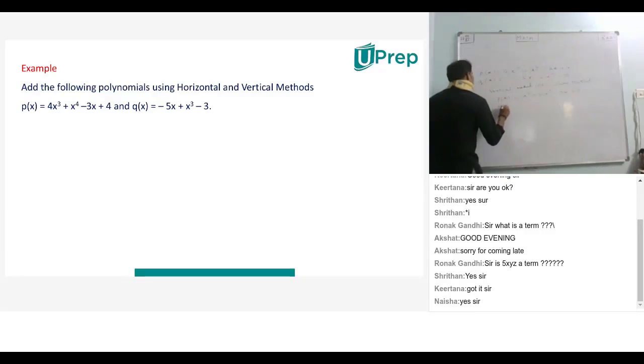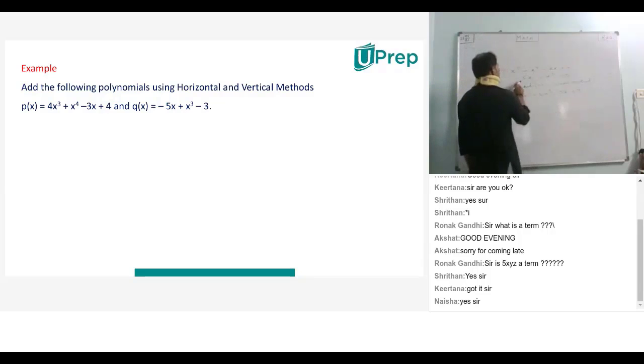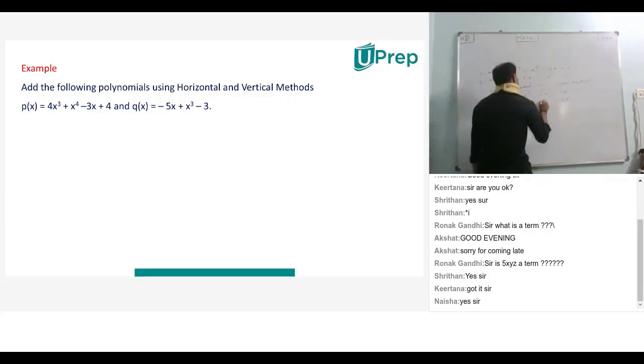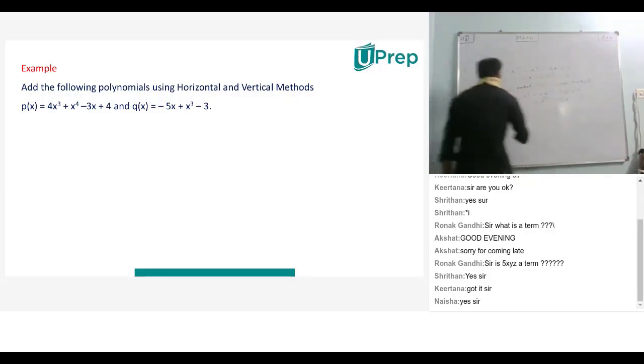Now Q of x. When you are writing Q of x, write the terms just below the terms. That means what? The x cube term should be written under the x cube term, the x term should be written under the x term, and the constant should be written under the constant. Okay. So minus 5x plus x cube minus 3.